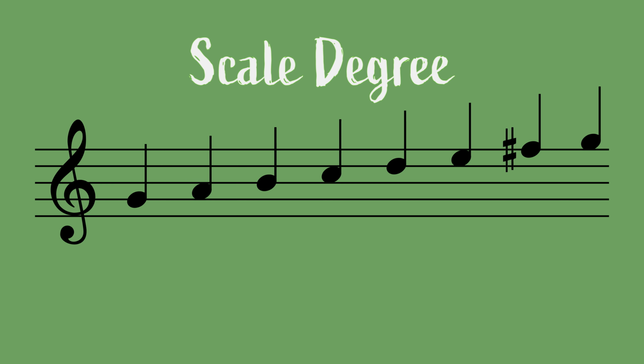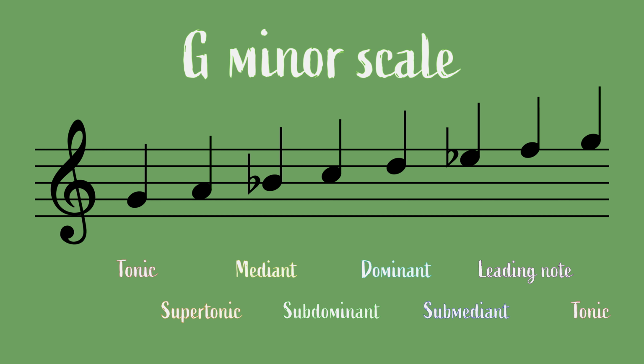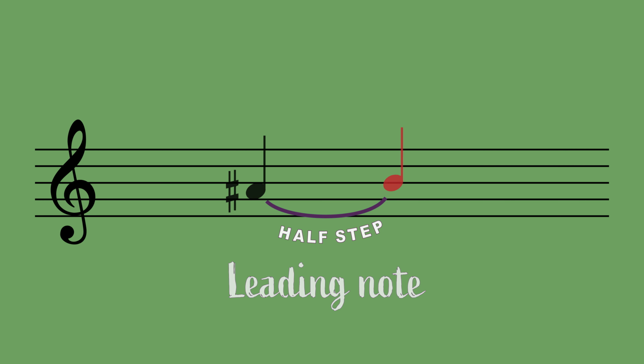For a major scale, the first one is the tonic, the second one the supertonic, the third one the mediant, then the subdominant, the dominant, the submediant, the leading note, and the tonic again. In the case of a minor scale, the seventh degree is not named the leading note, but the subtonic. This is very important to choose the correct name for this one, because it can totally change the meaning of what you say. A subtonic is a whole step lower than the tonic, whereas the leading note is only a half step lower than the tonic. So you need to pay attention to that.